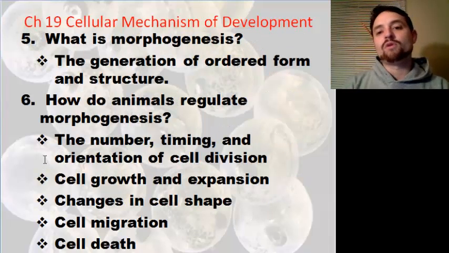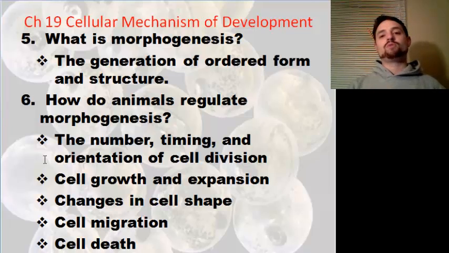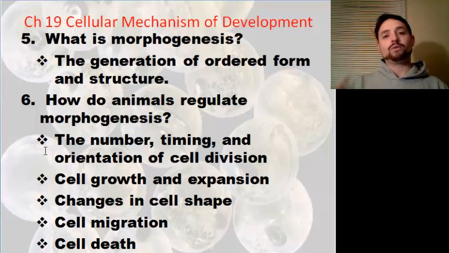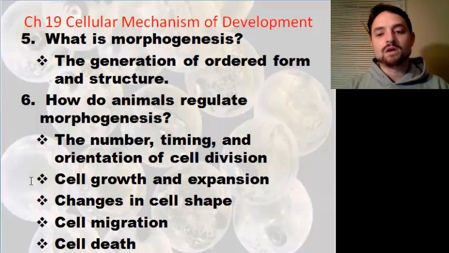So this leads us into morphogenesis. Just a little recap here of morphogenesis. That's the generation of ordered form and structure, meaning why does it look the way it does and how does it get to that point. And this is regulated through several things in animals. Number one would be number, timing, and orientation of cell division. When is something turned on? When is it turned off? How do those cells divide? How big does it get? That sort of thing. Cell growth and expansion. How far does it grow?